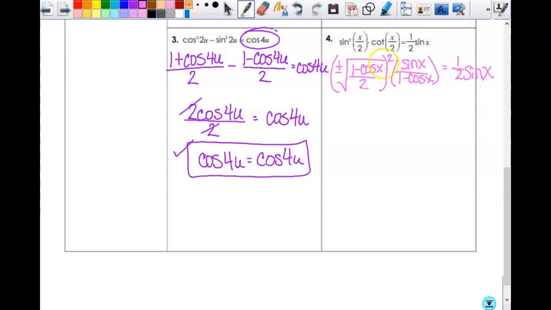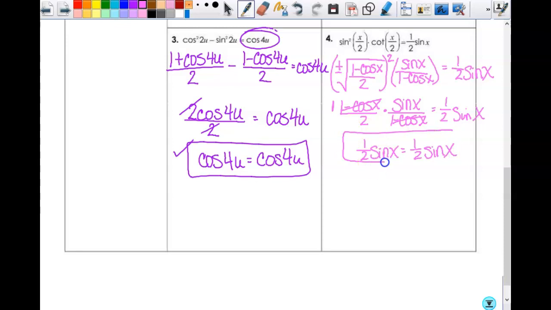So when I square this first parentheses, that just gives me 1 minus cosine x over 2. Then I'm going to multiply that by sine x over 1 minus cosine x. That equals 1/2 sine x. Then what can I do? Cancel. I can cancel this with this. When I cancel those out, 1 is left up here. Not this 1, but, being multiplied by 1. So that means I get 1/2 sine x equals 1/2 sine x. And there you go.